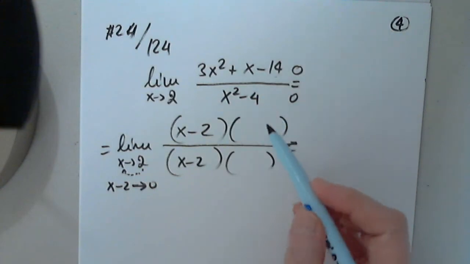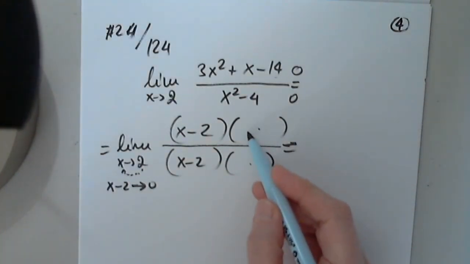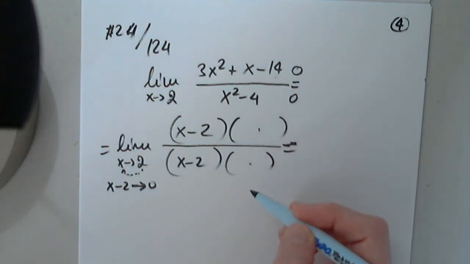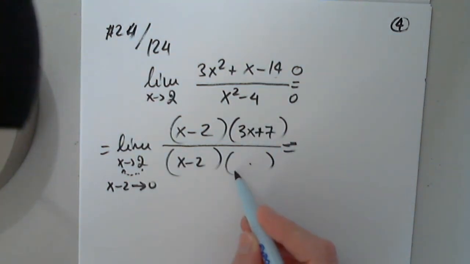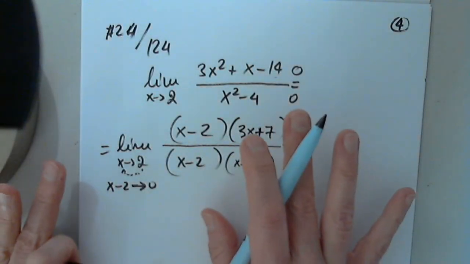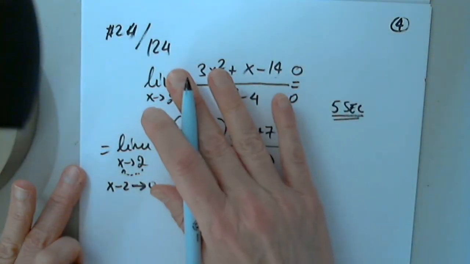Because they are both degree 2, I have to have a factor at the top and a factor in the denominator. Anyone would like to help here? Factorize. Yes. So can anyone give us these factors? So the top one, 3x plus 7, and the denominator? x plus 2. Good. In case you have any doubts, it takes literally 5 seconds or less to check this.